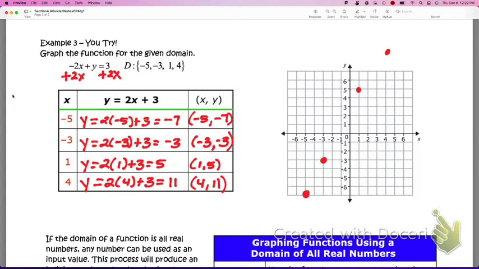411. That's how tall. I'm 6'5". All right, questions with this example?